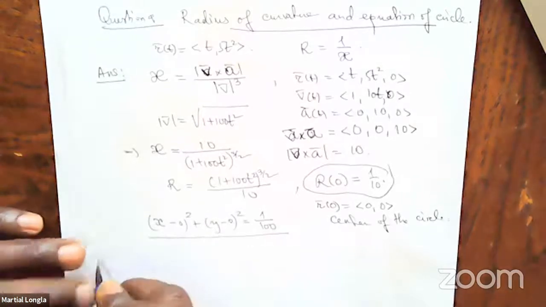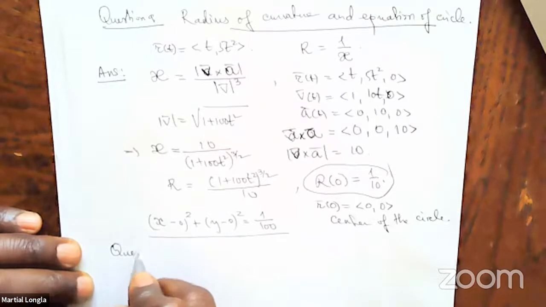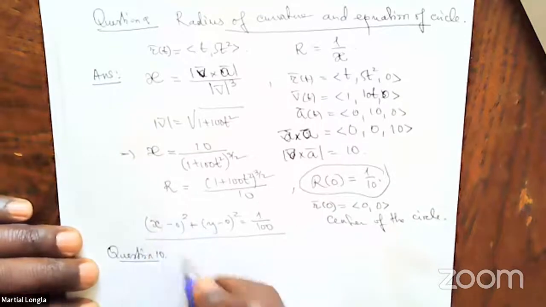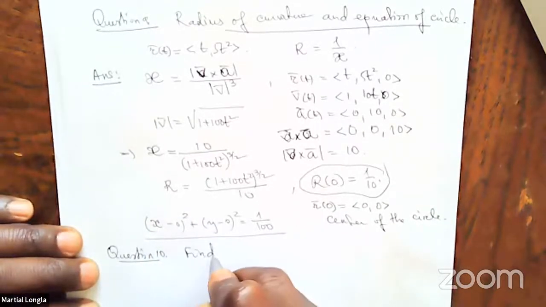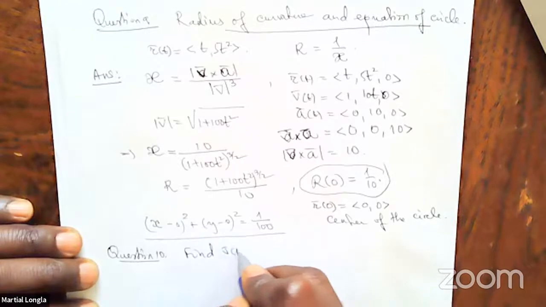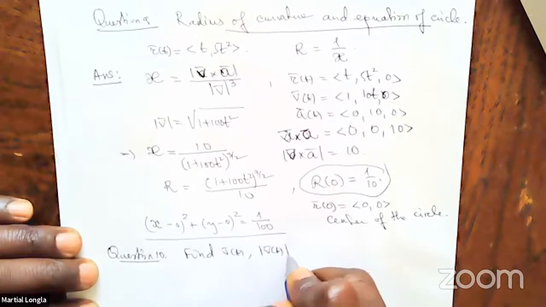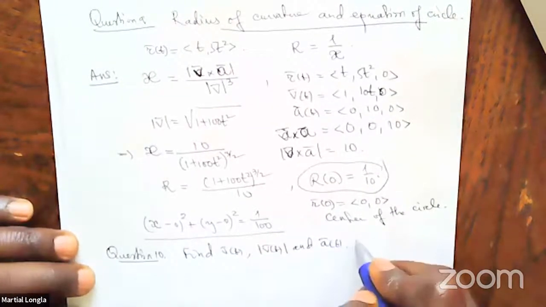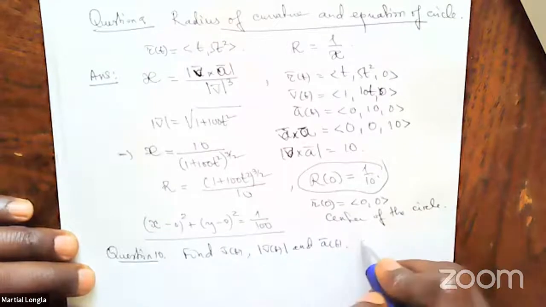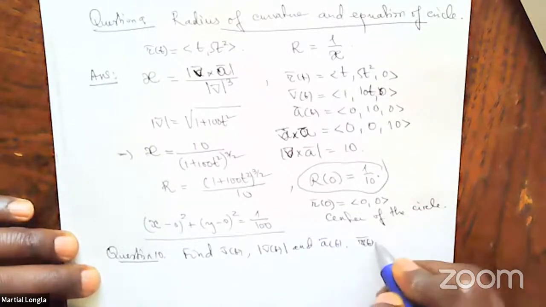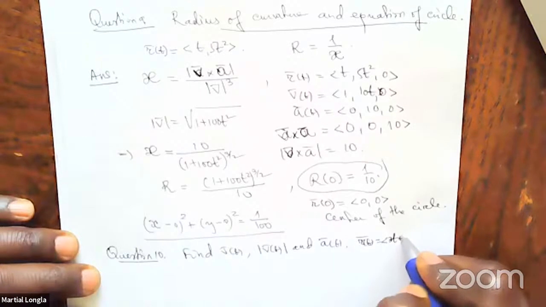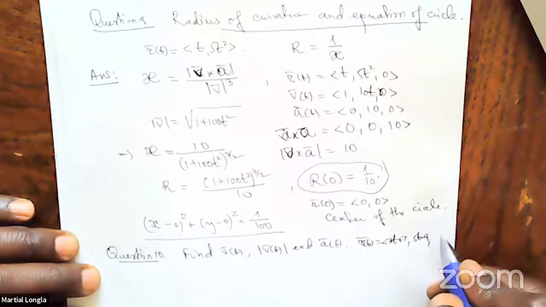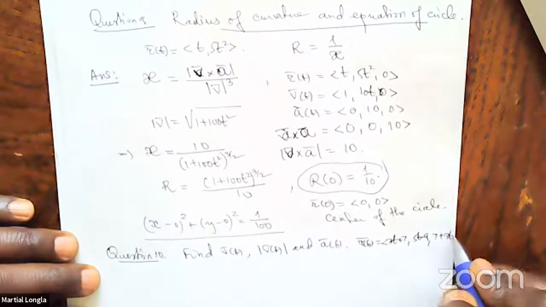Now, the next questions were mostly about our last lecture. Question 10. Find v of t, magnitude of v of t, and a of t. And then you are given r of t: 3t plus 7, 5t minus 9, 7 plus 3t.